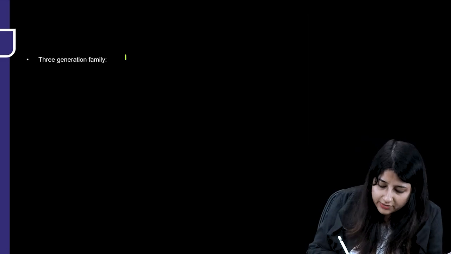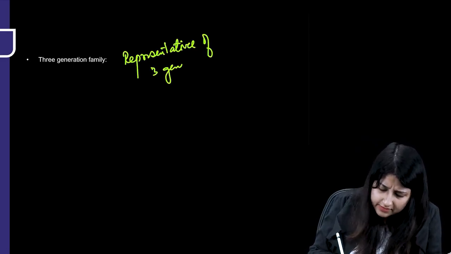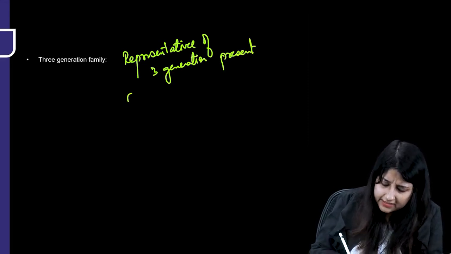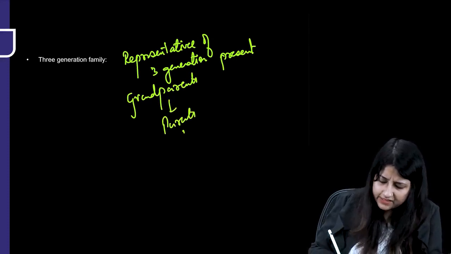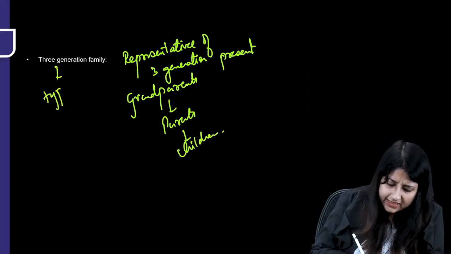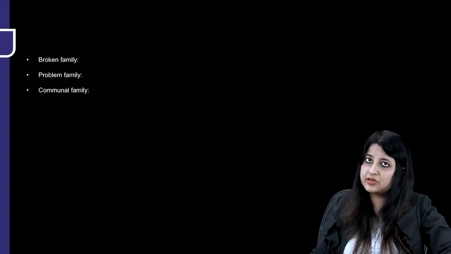3-generation family, you all know, is where representatives of 3 generations are present. Okay, what does that mean? Grandparents, parents and their children. So representatives of 3 generations. It's actually a type of joint family only.